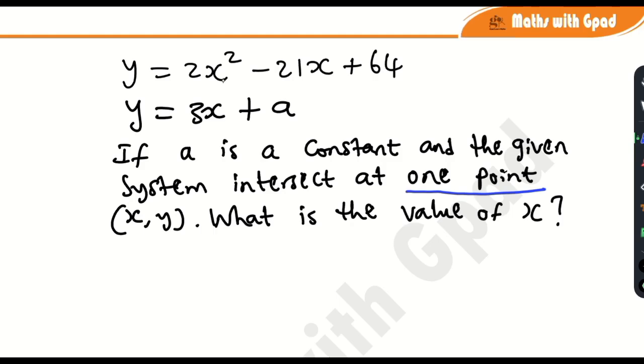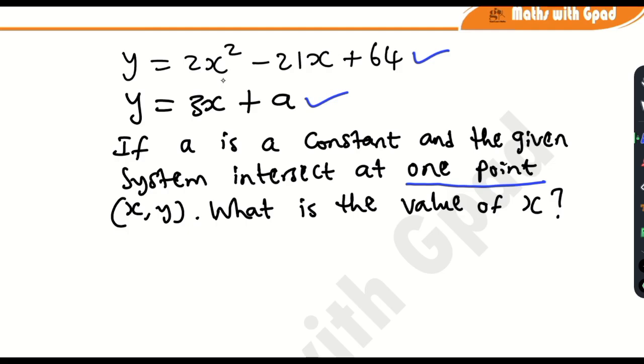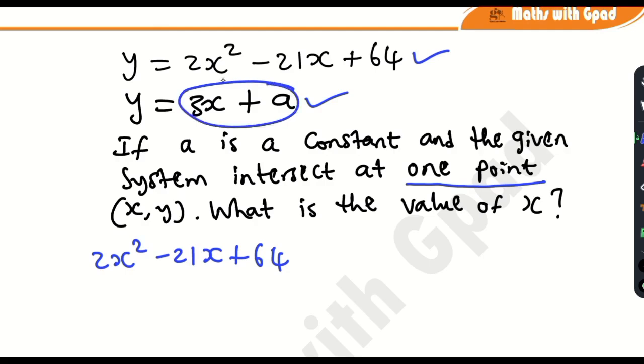Now look at the two equations. This is a quadratic equation, while this is a linear equation. If they intersect at one point, it means that these two equations would be equal at that particular point. So if y is equal to 2x squared minus 21x plus 64, and y again is equal to 3x plus a, we have to equate both equations. So that's going to be 2x squared minus 21x plus 64 equal to 3x plus a.